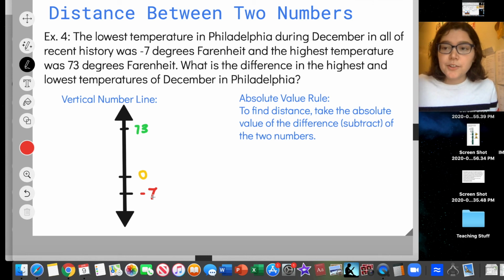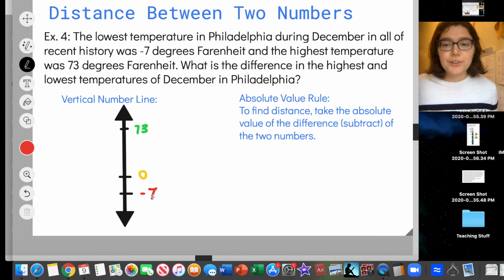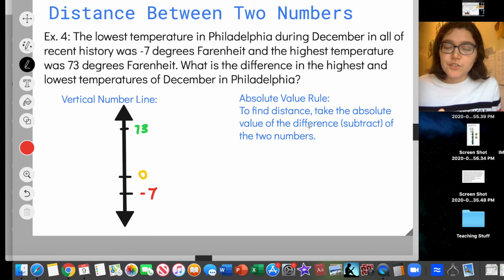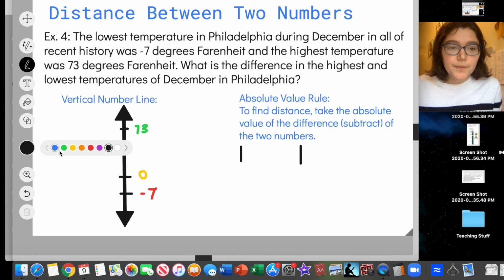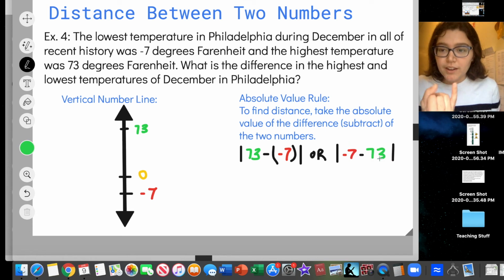There's an absolute value rule that is an important standard in 7th grade, which is to find distance. What you can always do is take the absolute value of the difference of two numbers. There's two ways to do that. The order doesn't matter, which is pretty cool. So here I can take 73, and then I'm going to subtract -7, or I can subtract them in the other order, -7 minus 73, and then once I take the absolute value of the insides, that's going to give me my answer.